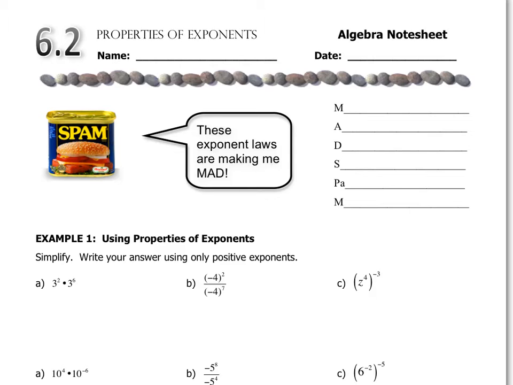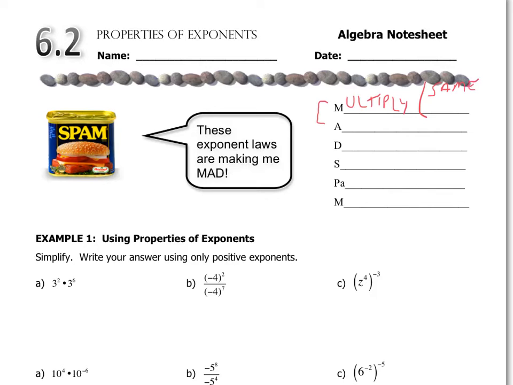Today we're going to talk about some of the rules that will help us put together the exponent laws, and we're going to use the kind of meat on the side here, SPAM, to come up with the acronym MAD SPAM, which may be a way to help you remember some of these. So basically the MA is what helps us remember what happens when we multiply powers that have the same base.